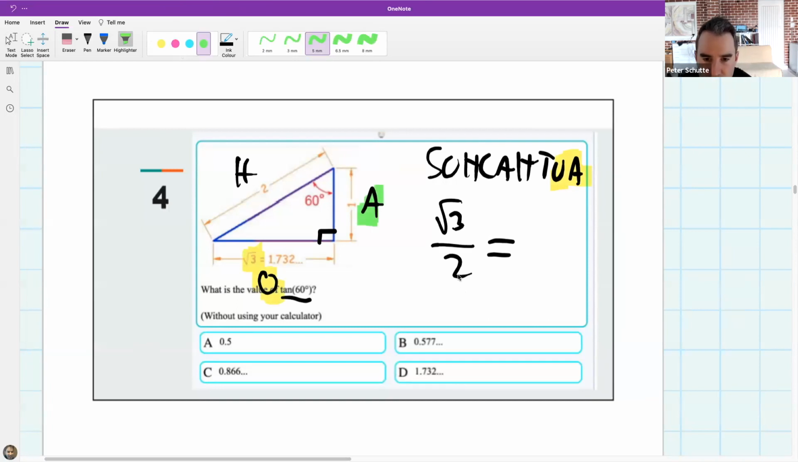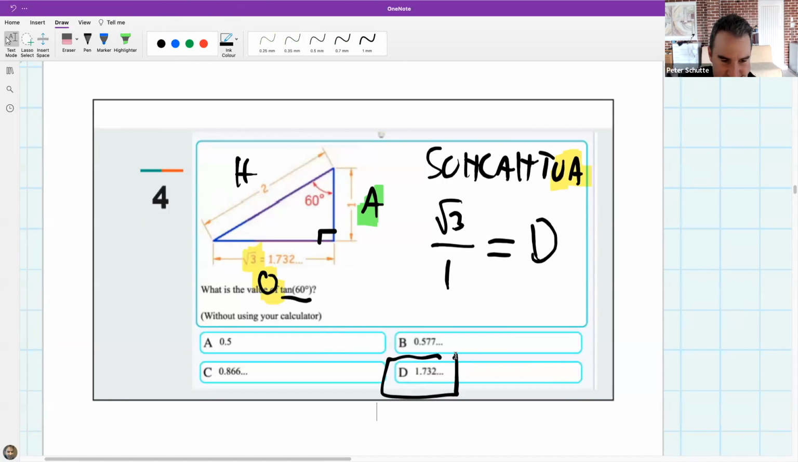Oh, I see what I've done wrong. It's going to be root 3 over 1, which is D. Thank you. I could see the hands go up. I saw Annie's hand go up, and I knew. So the correct answer is going to be D.